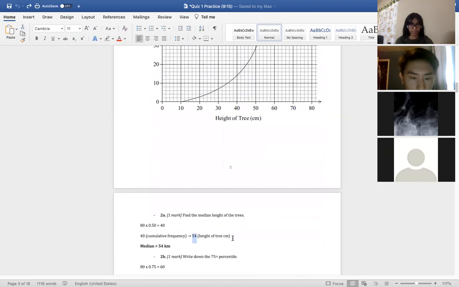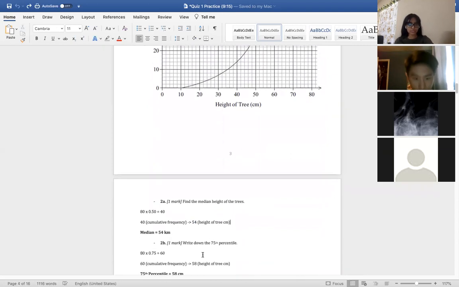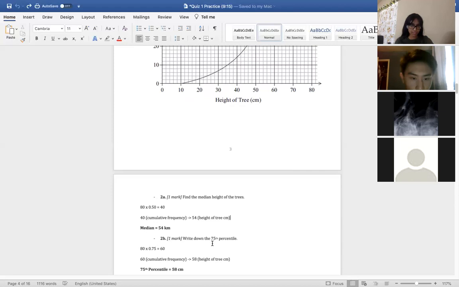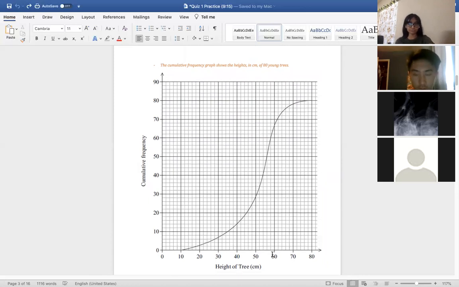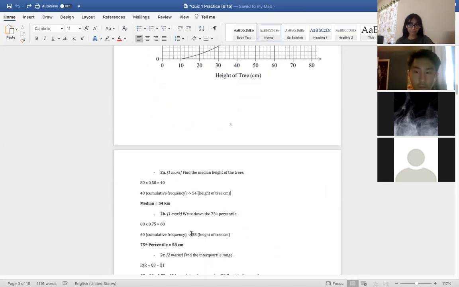Right here. Okay. Question 2. Write down the 75th percentile. So basically, you take 80 multiplied by 0.75, which equals 60. On the graph, you find 60 on the y-axis, go all the way till it hits the graph, and then you shoot down, and you'd get 58, because it is 1 box away from 60, but each box is worth 2. So it would be 58.